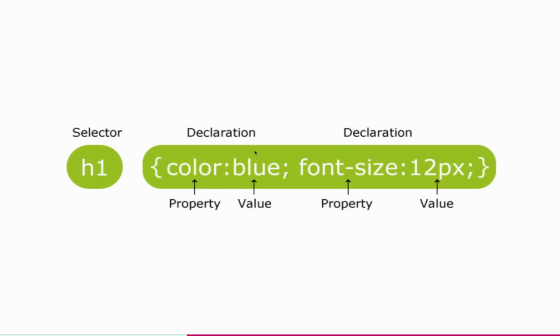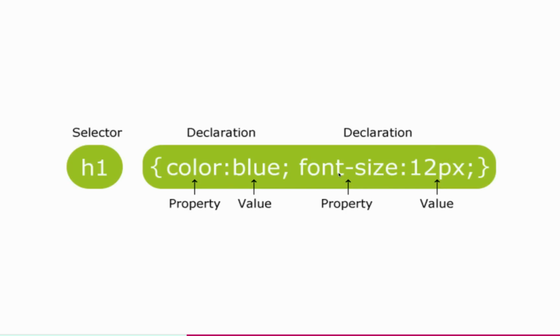We've got our declaration. So really 2 main things, our selector and our declaration. Within the declaration, we've got 2 things. We have properties. What property of the selected item do we want to change? And then we have a value. What do we actually want to change it to? For example, I want to change the color, that's the property of our H1 tag, to blue, that's the value. Here's another example. I want to change the font size, that's a property, to a specific size, 12 pixels.